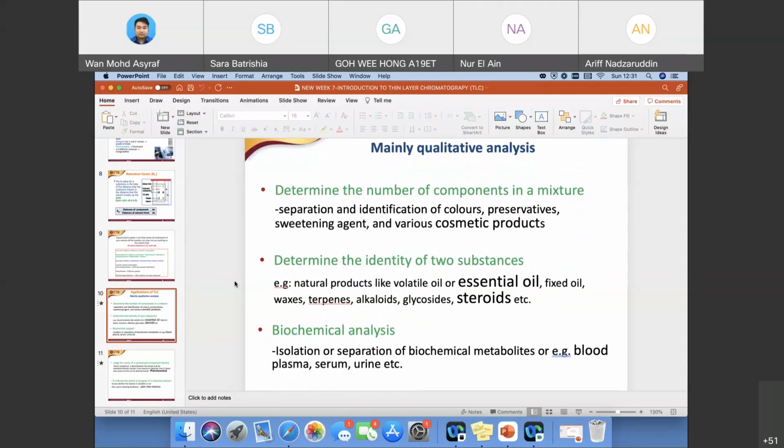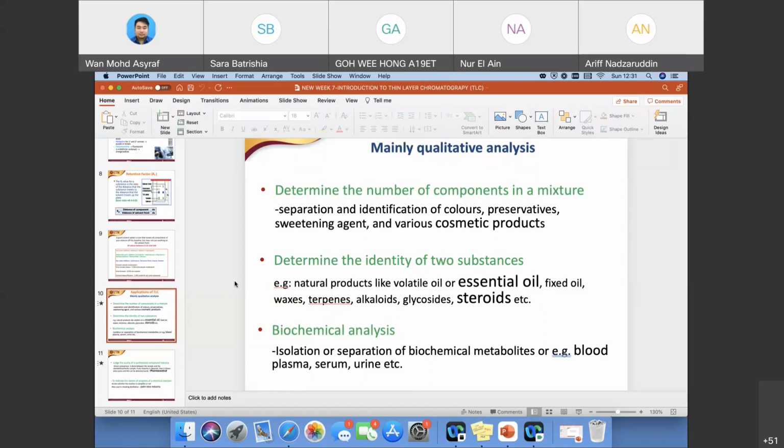mainly for qualitative analysis. It's for you to determine the number of components. Usually TLC is for you to measure the completeness of a reaction. So in a reaction, usually reactant A plus reactant B will become reactant C. So how would you know the reaction has completed, so that A and B is 100% converted to C? That's how you measure.